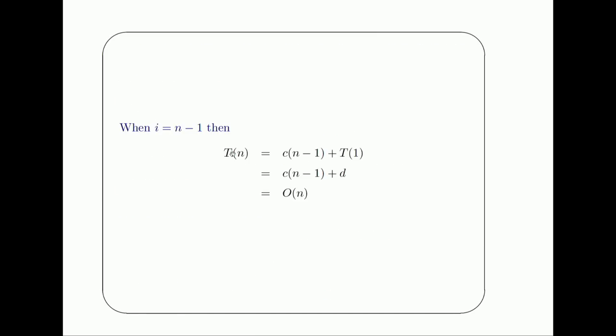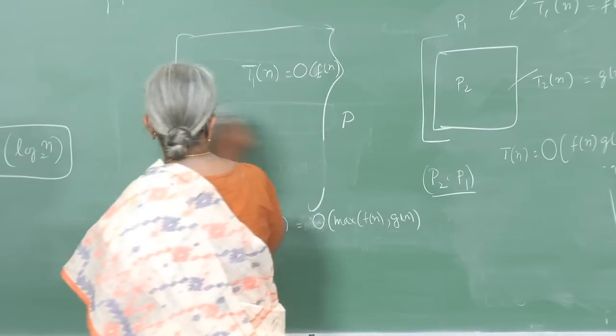Okay. And when i equals n minus 1, what happens? C into n minus 1 plus T of 1, and therefore, the time complexity of this algorithm is order n. Okay. So, here is something that I want you to be a little careful about. Recursion is somewhat dangerous.